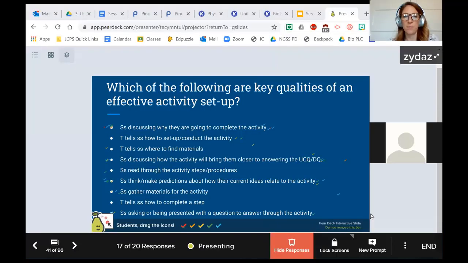All right, and just so you know what I'm seeing, this is what I am seeing. I'm seeing a lot next to students discussing why they're going to complete the activity. A lot next to students think or make predictions about how their current ideas relate to the activity. Students discussing how the activity will bring them closer to answering the UCQ or DQ. Yep, those seem to be the most chosen.